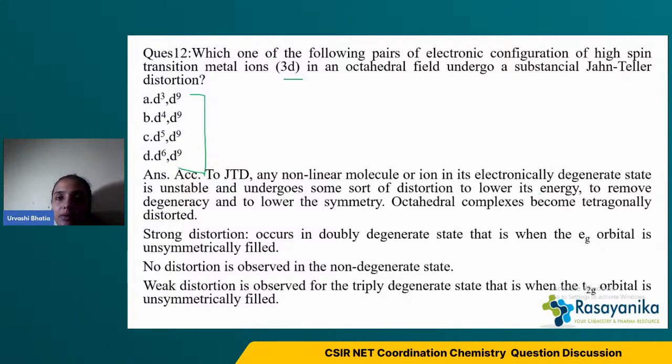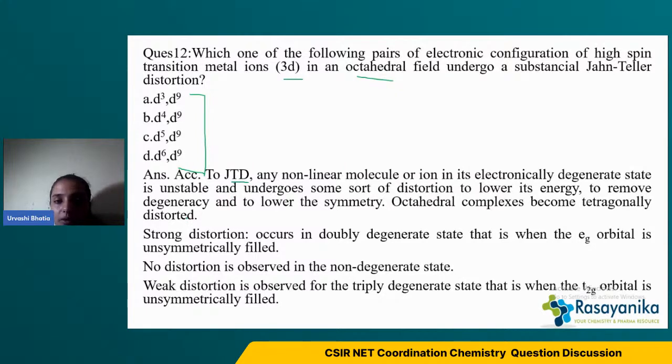And we are talking about octahedral complexes here. Octahedral field it is given. So octahedral complexes become tetragonally distorted. You would have studied about the tetragonal elongation and tetragonal compression because of the JT, right? But that is not required over here. You have to see how the distortion occurs.